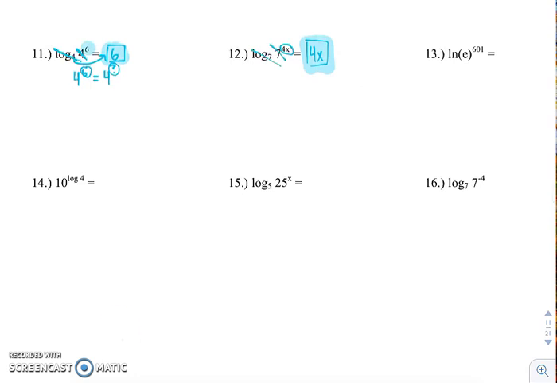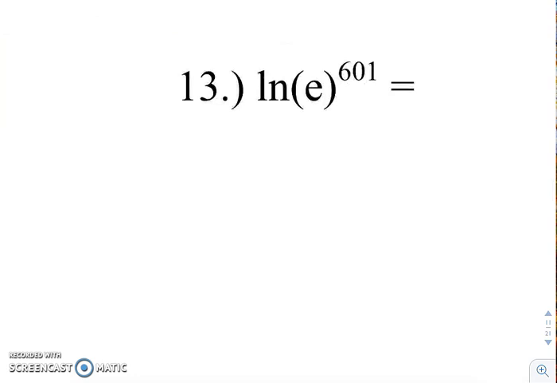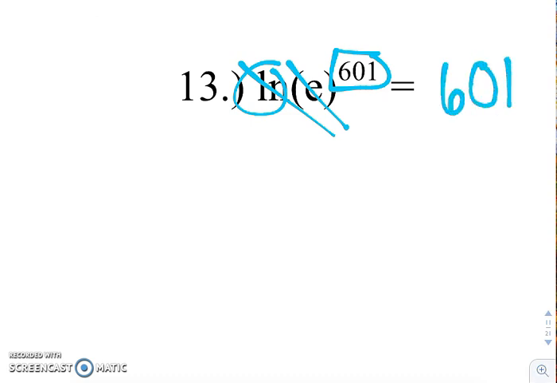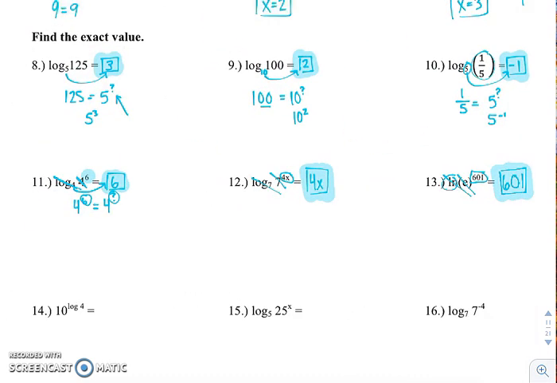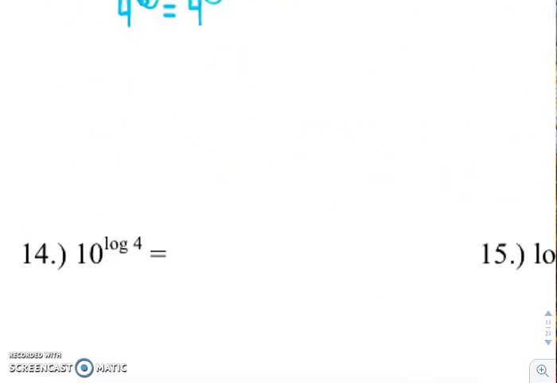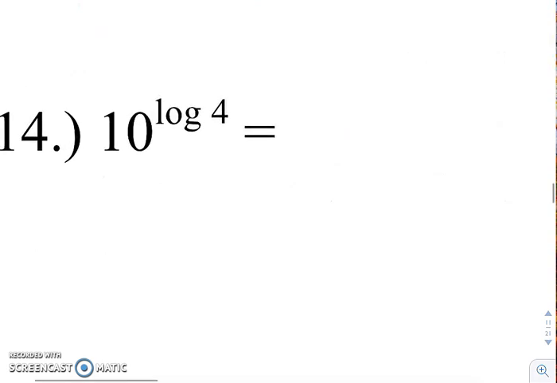In number 13, this is where we talked about the natural log and the base e. We have a natural logarithm, an exponent with base e, so that natural log and that e are going to cancel each other out, and you'll just be left with that 601. Natural log, exponent base e, inverses of each other, cancel each other out. They're the exponential and log versions of each other.